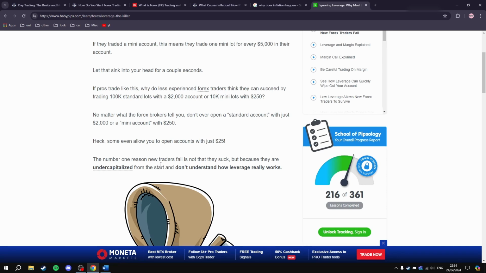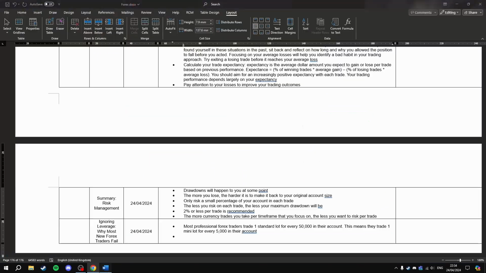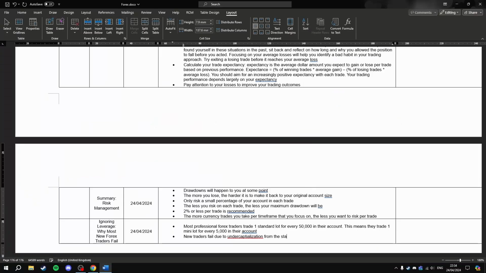The number one reason new traders fail is not that they suck, but because they are undercapitalized from the start and don't understand how leverage really works. New traders fail due to undercapitalization from the start and not understanding how leverage works.